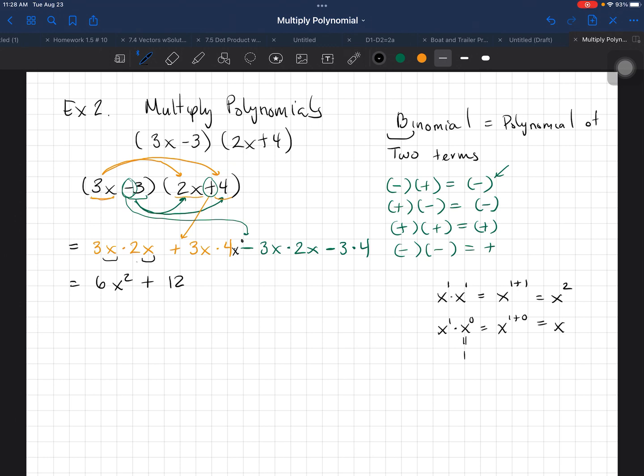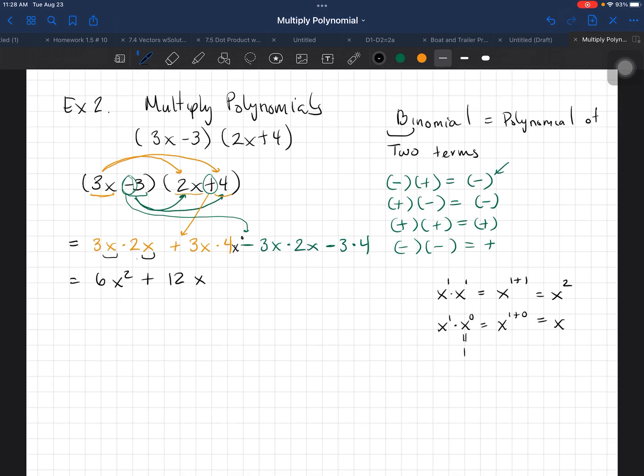So anytime you only have one variable, you just carry the variable. That's pretty much what we usually try to do. So 3 times 2 is 6, and then x times x.